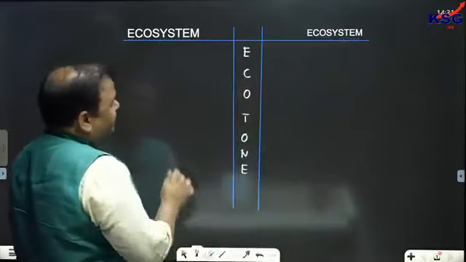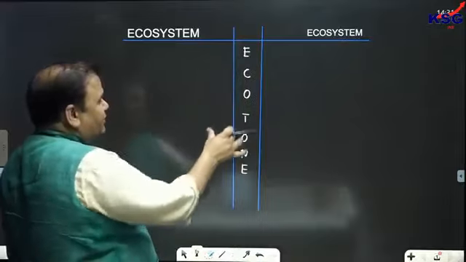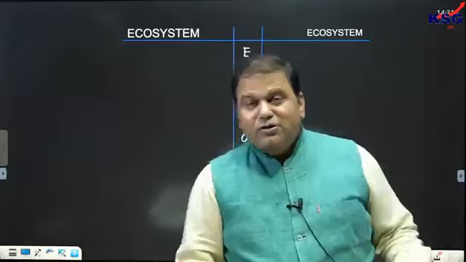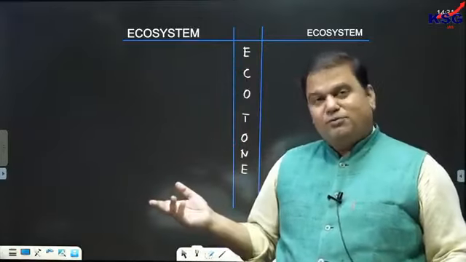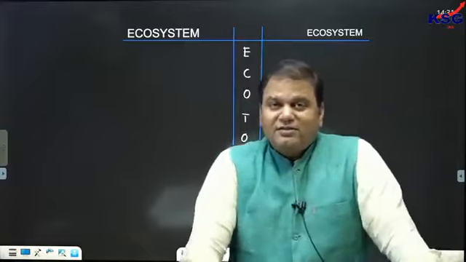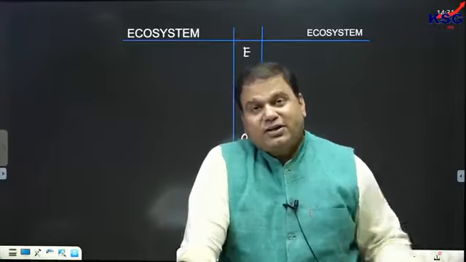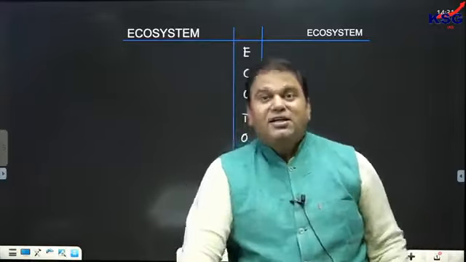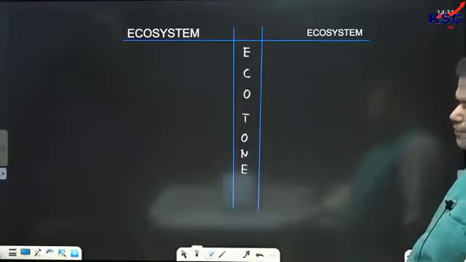Second thing is that ecotone is a zone which is transitional in nature. Why are we saying transitional in nature? Because the characteristic of one ecosystem would be reducing and that of the other would be enhancing. For example, in mangrove areas you can see the soil is saline in nature.